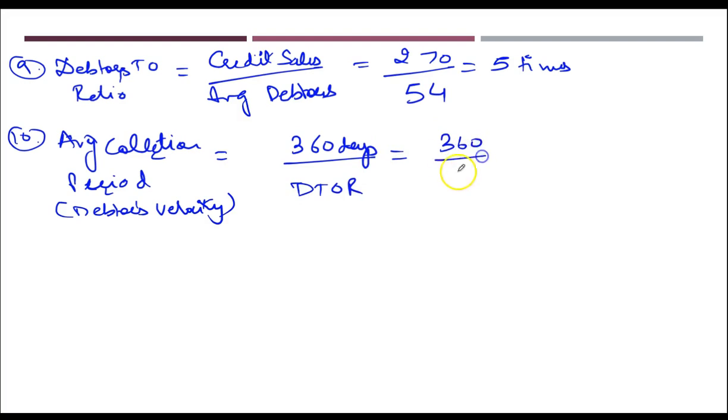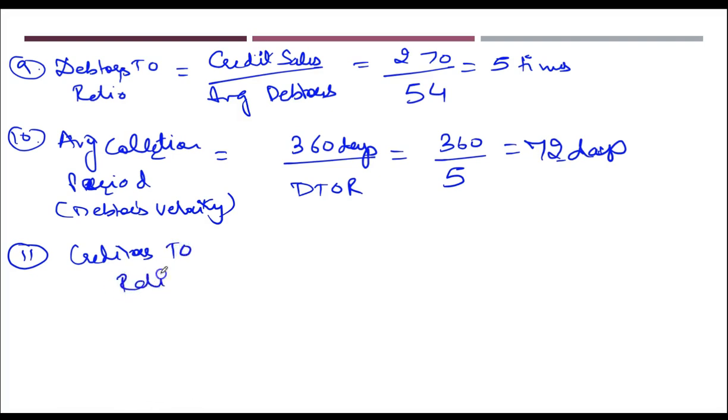Okay, so 360 divided by 5, 72 days. Okay. So in 72 days you collect. The cycle of collecting money is of 72 days. Okay, next we have creditors turnover ratio, and this is simple. I think you all remember this. Creditors purchase divided by average creditor.